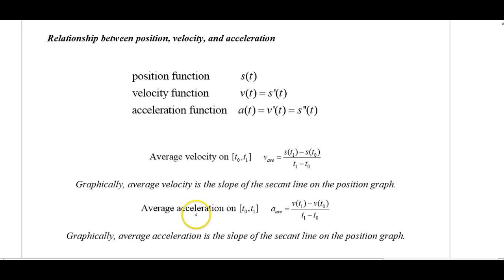Now, if I'm being asked to find average acceleration on the time interval from t0 to t1, so A average, the average acceleration, is the change in the velocity over the change in time. So in other words, in order to find average acceleration, I have to go back and use the previous function, the velocity function. So the change in velocity over the change in time. To find average velocity, I need the function before that, so I need the position function, the change in position over the change in time. And then graphically, average acceleration is the slope of the secant line on the velocity graph.